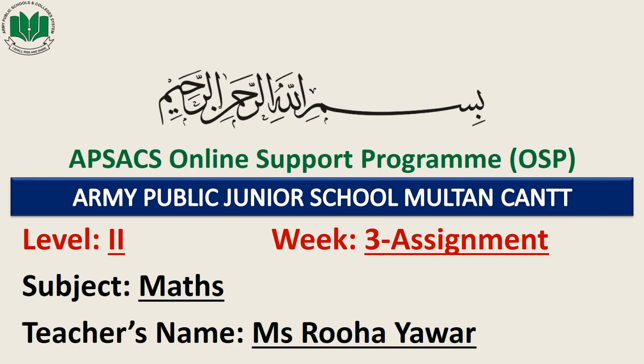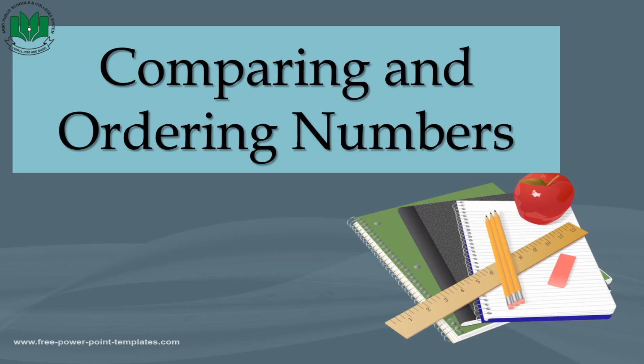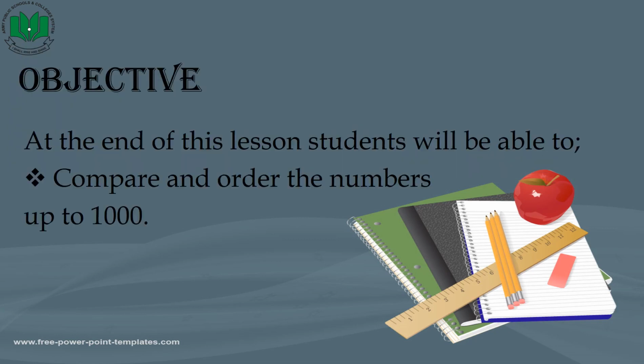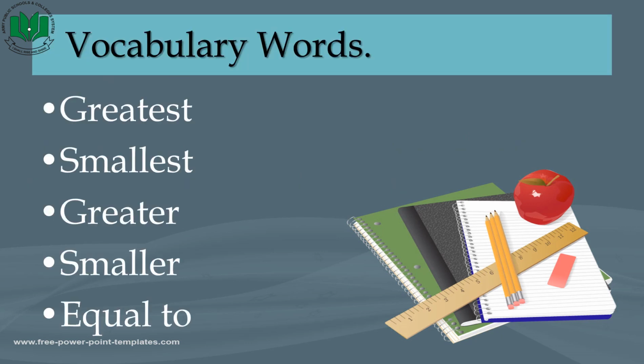This is the class of maths of level 2 and this is third week assignment. Our today's topic is comparing and ordering numbers. Our objective is that at the end of this lesson, students will be able to compare and order the numbers up to 1000. Students, there are some vocabulary words that we use in this lesson, and these are greatest, smallest, greater, smaller, and equal to.